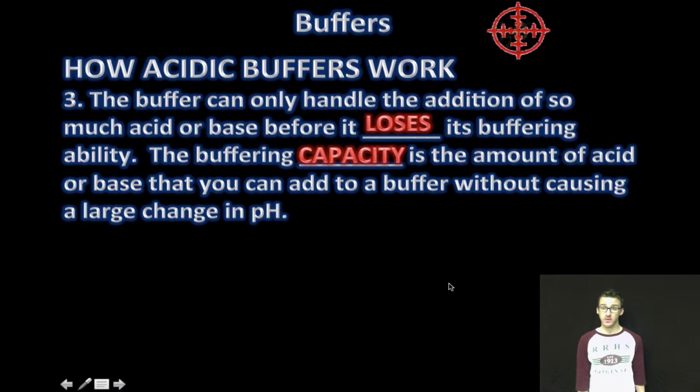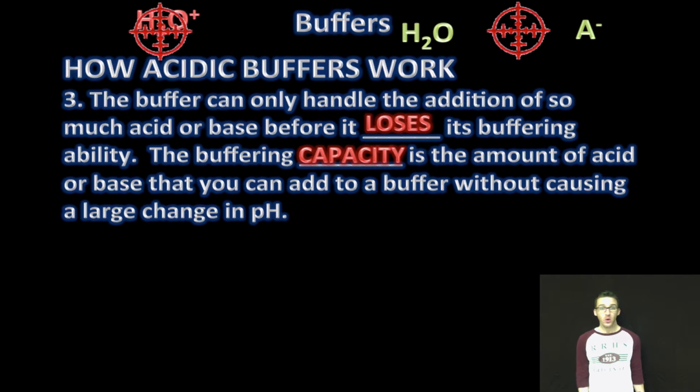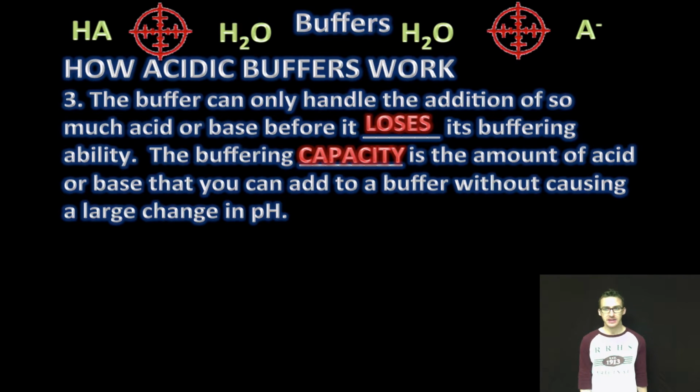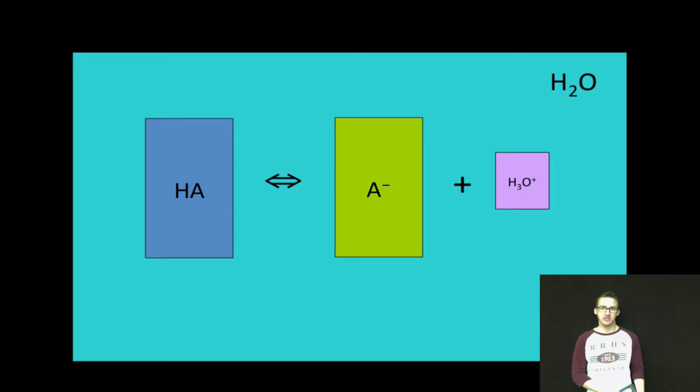Now, it's important to note that buffers can only resist pH changes for so long before they lose their buffering ability. We call this the buffering capacity, and it's just the amount of acid or base that you can add to a buffer without causing large changes in pH. So think about this animation once again. I've got initially equal concentrations of my weak acid and conjugate base.